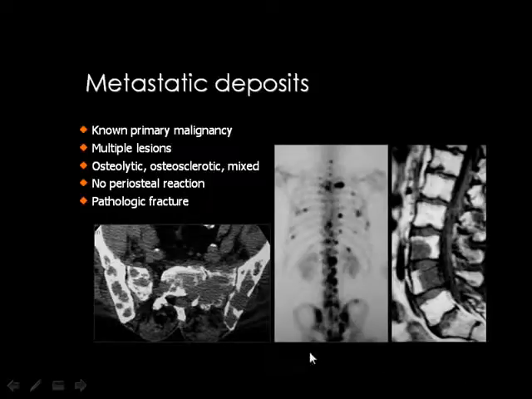Then you come to the metastatic deposits, which is an easy diagnosis if you know that the patient had a primary malignancy. And metastasis is usually osteolytic, but may be osteosclerotic or mixed. If you have mixed lesions or sclerotic lesions, you are on the way to metastasis, because multiple myeloma does not produce sclerotic lesions except very rarely. Then you see multiple osteolytic lesions in the vertebral body and in the iliac bones, and with positive bone scan, because in the myeloma cases the bone scan is negative.